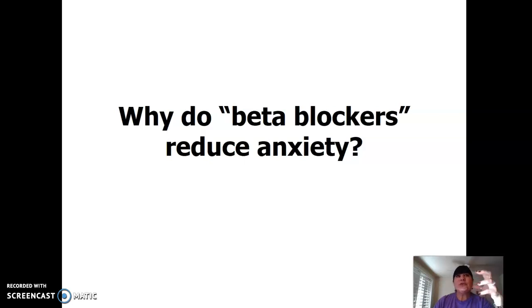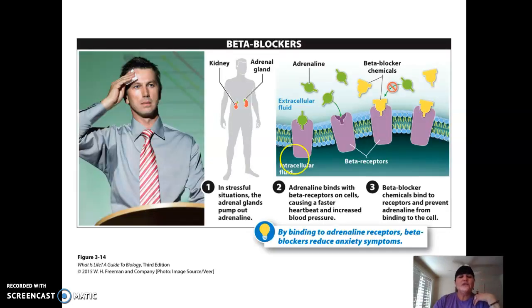So if someone's really nervous or has anxiety, how do the medicines work? For example, they show someone giving a presentation, really nervous. The adrenal glands release adrenaline that causes the sweating, right? Look at him, he's sweating. But let's say someone has anxiety and they're taking what are called beta blockers.